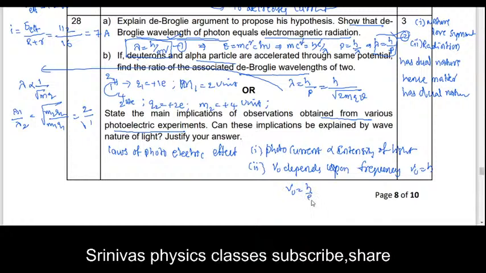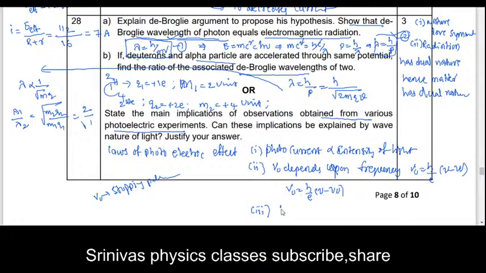V naught is equal to h by e into nu minus nu naught. Okay, right. Next one. Stopping potential. V naught means stopping potential. And the next one is the photocurrent is directly proportional to intensity applied. Stopping potential is directly proportional to frequency.